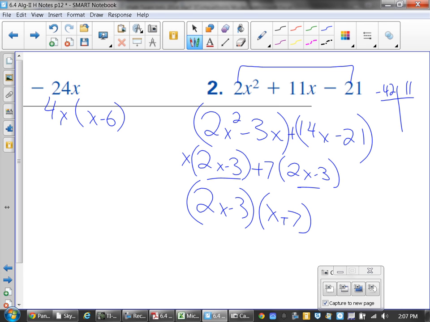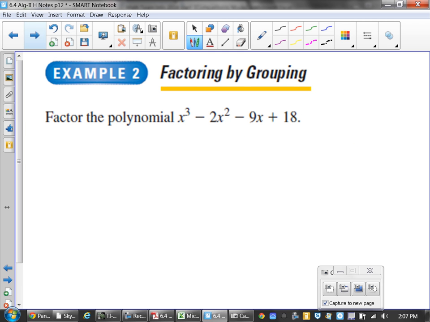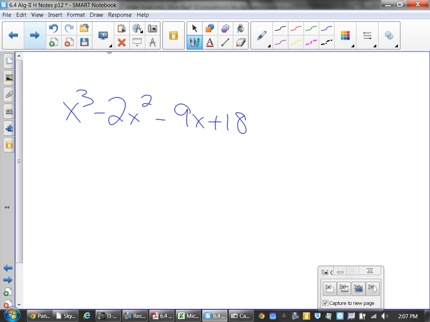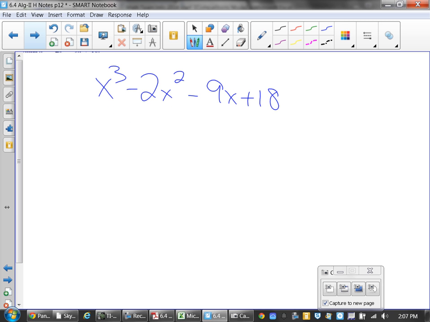Because we do all of these same exact skills with higher ordered polynomials. We're going to do all this with higher ordered polynomials. Here's what happens. We jump right into grouping. I'll just rewrite it, it's easier. So right off the bat, we jump into a problem that's a higher degree polynomial. I have x cubed minus 2x squared minus 9x plus 18.